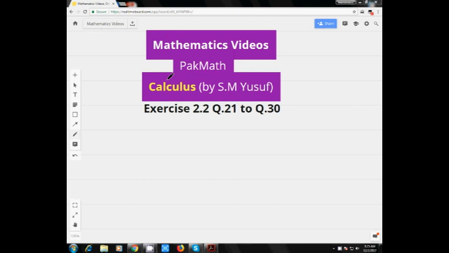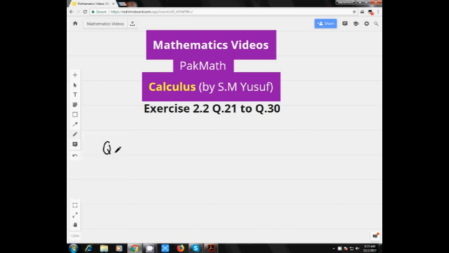Today we are going to solve question number 21 through question number 30 of exercise 2.2 of the text Calculus and Analytic Geometry by S.M. Yusuf. We will start straight away from question number 21.